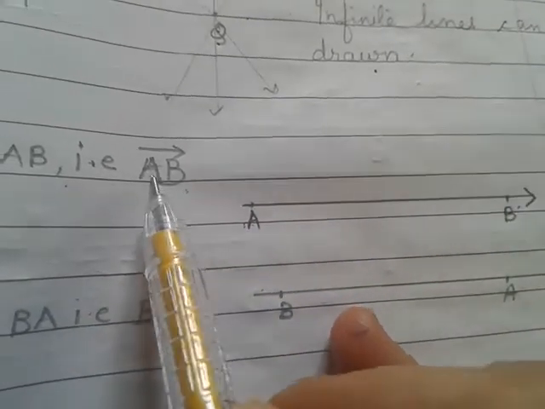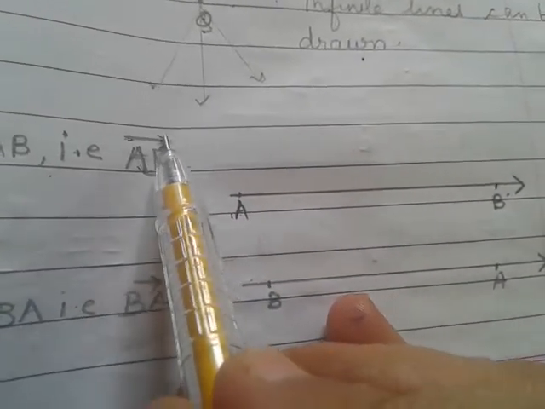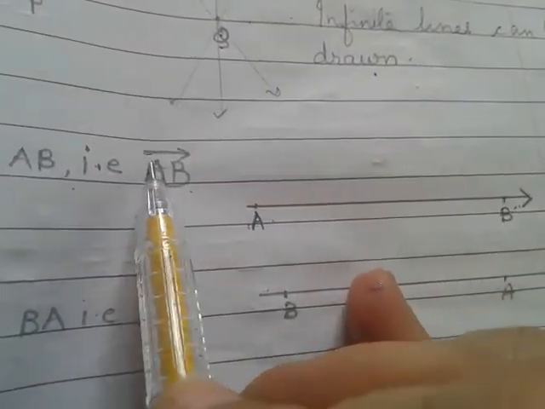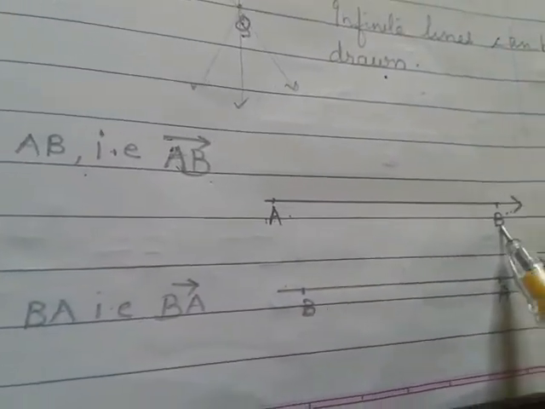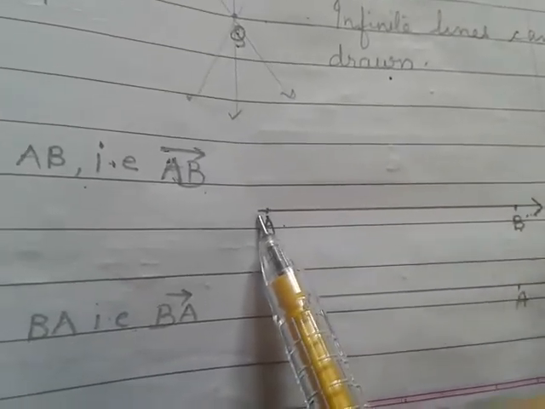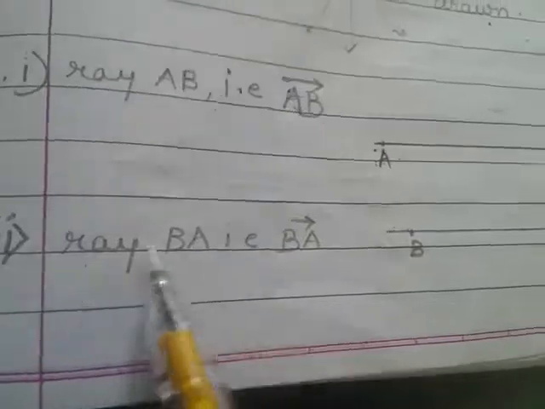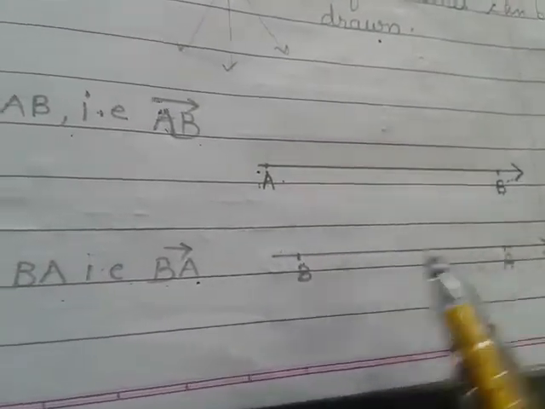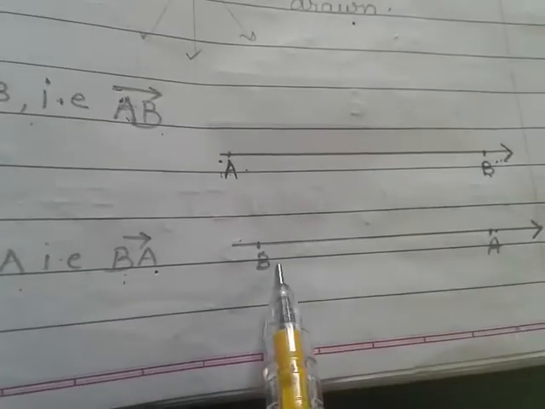Because it is clearly mentioned, since it is this way, A, B. Here A is the initial point. This is a ray. Ray means one side arrow and the other side a full stop, that is the end point. Similarly, ray BA. Initial point is B, so you have to start with B and end with an arrow.